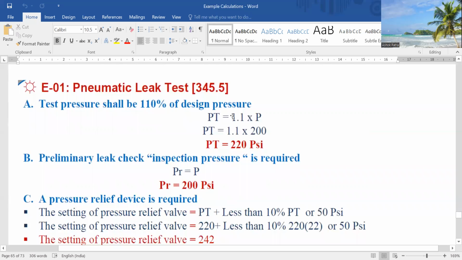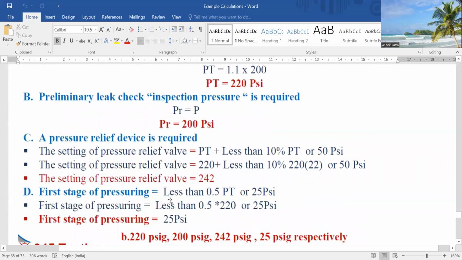Test pressure shall be 110% of design pressure, 1.1 of 200, that is 220 psi. Preliminary leak check is 200 psi. And the pressure relief device: 1.1 of 220, that is 220 plus the lesser of 10% of 220 or 50 psi. So setting pressure relief valve 242, so lesser of 2. So, it is 242.